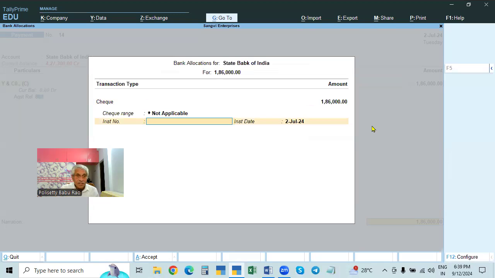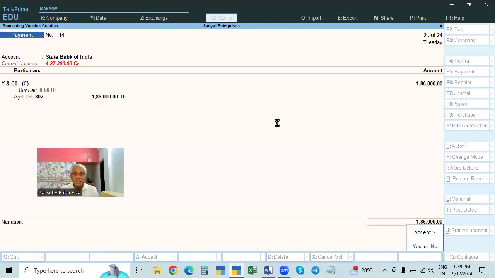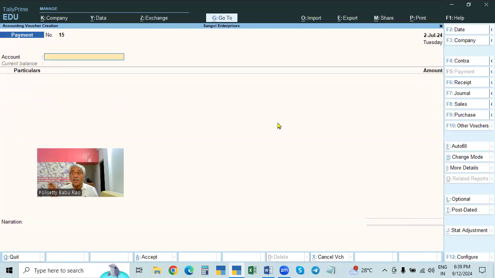That is why here we enter the cheque number. For example, what is the cheque number? It will be our cheque number. This is about the advance paid to the creditors, that is the supplier.